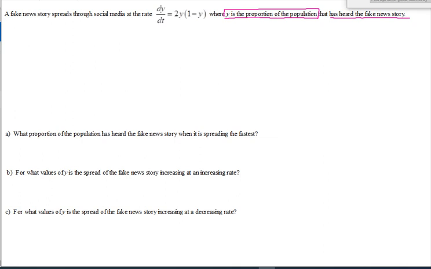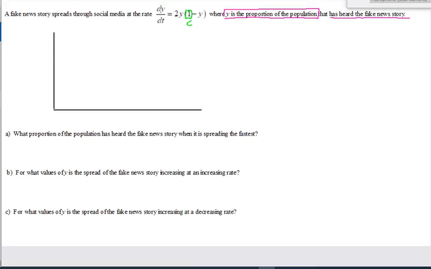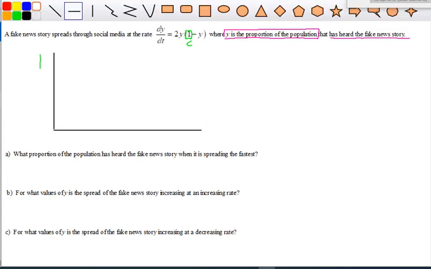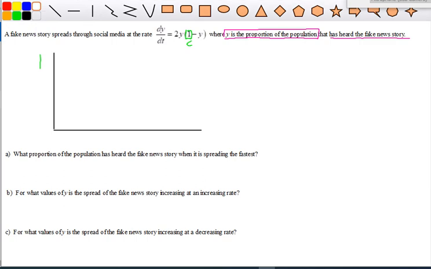So that's why you notice in this one the carrying capacity is 1. Because that's like 1 out of 1, that'd be 100% of the population has heard the fake news story. So you can't go beyond that, right? So let me just sketch our graph here. The carrying capacity here is 1, and that's where we'll have a horizontal asymptote. Proportion can't go more than 1 or 100%.